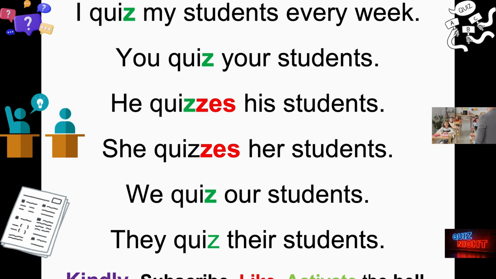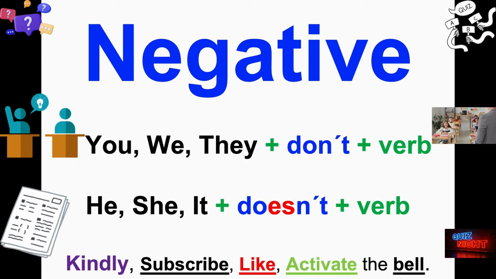You quiz your students. He quizzes his students. She quizzes her students. We quiz our students. They quiz their students. I quiz, you quiz, we quiz, they quiz. The verb doesn't change, but with he and she, since the verb quiz ends with z, we add another z and es. You should remember this. He quizzes, she quizzes.